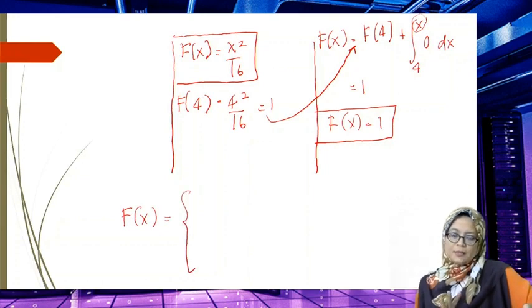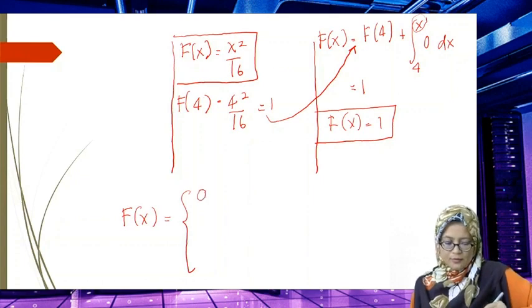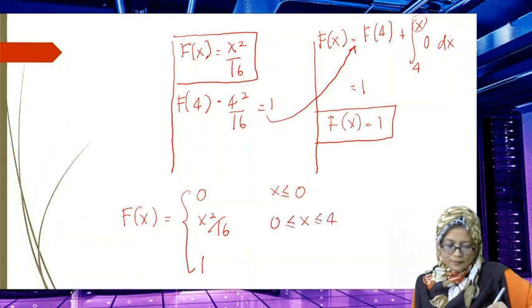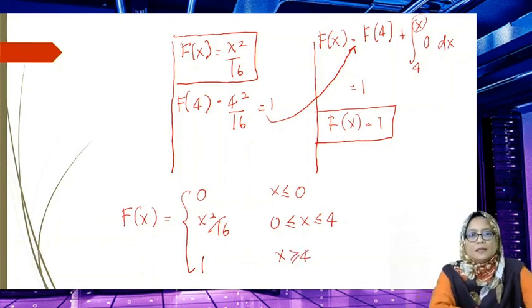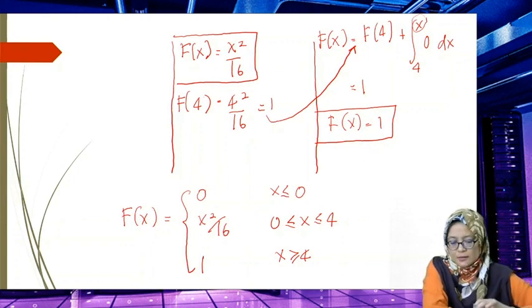So fx ni bila tulis balik dia macam OGIF. Dia mesti start dengan 0, mesti habis dengan 1. So 0 tadi untuk interval x less than or equal 0. Untuk second interval kita ada function x square over 16. Last kali kita dapat nilai 1 for interval x greater than or equal 4. So jangan just cari, tulis balik dalam bentuk F besar dia.